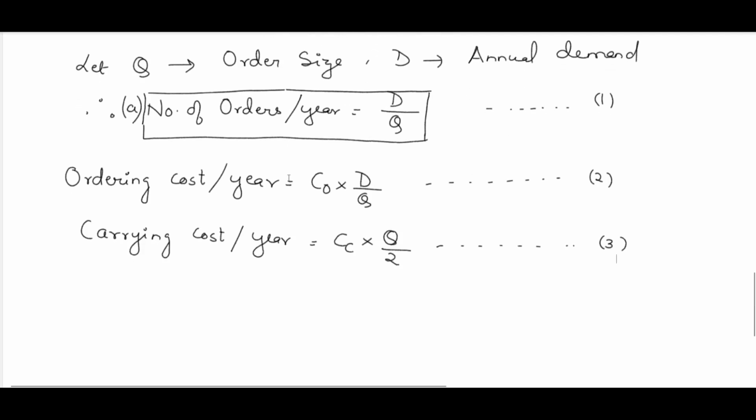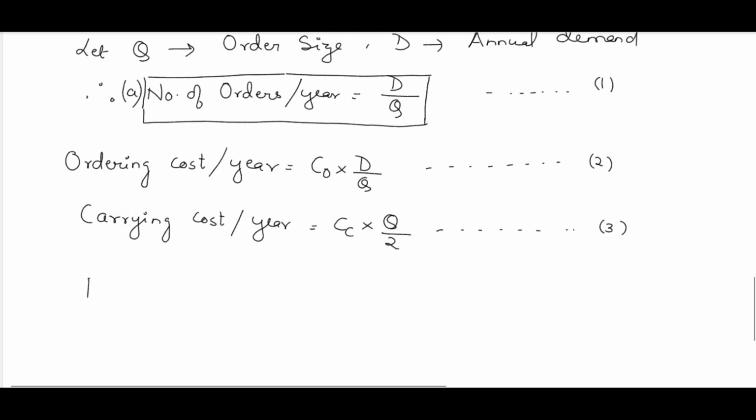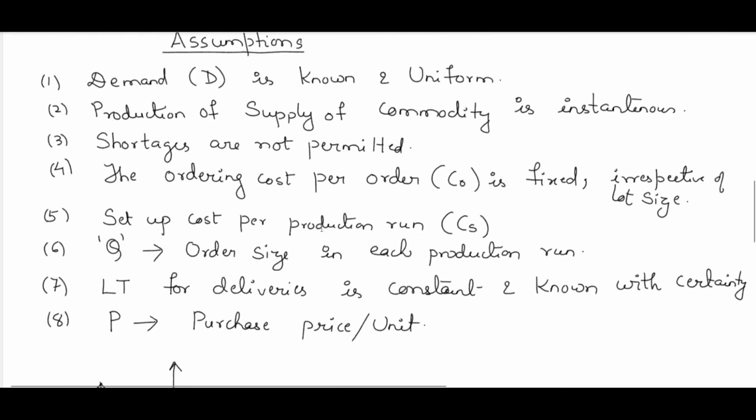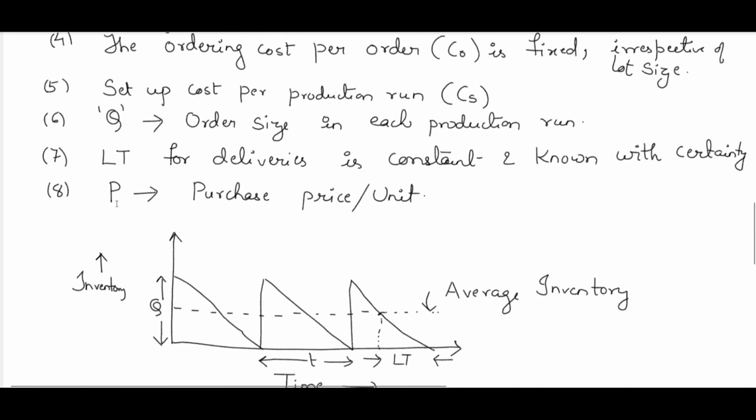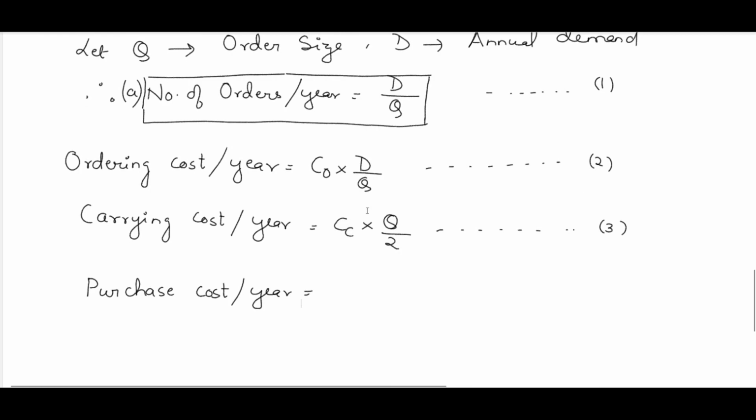Now purchase cost per year. I've told you in the previous class, and capital P is the purchase price per unit. For the total demand, the total cost will be P into D. So total purchase cost per year is P into D. So let's say this is equation number 4.